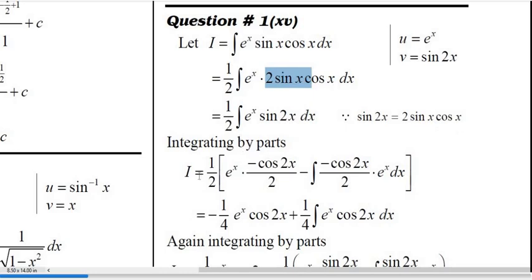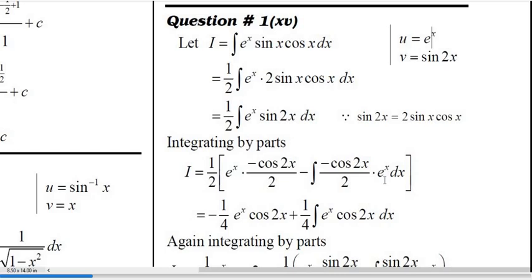Integrating by parts, I is equal to 1 by 2. First function as it is; here we take e power x as the first function, and v is the second function, which is sin 2x. Integration of sin 2x is minus cos 2x divided by 2, minus integration of the second function, which is minus cos 2x divided by 2, and derivative of the first function, which is e power x, is also equal to e power x dx.